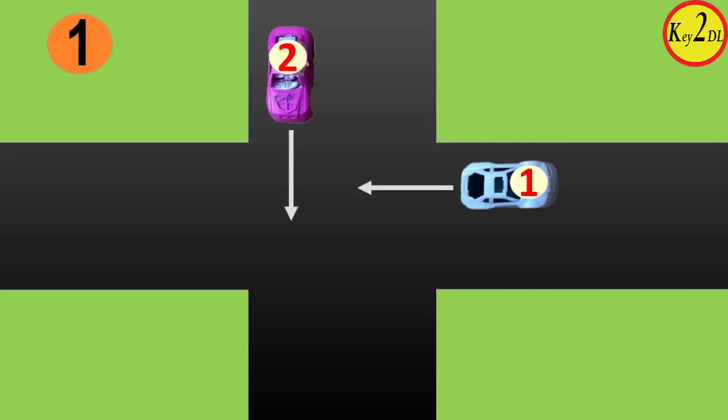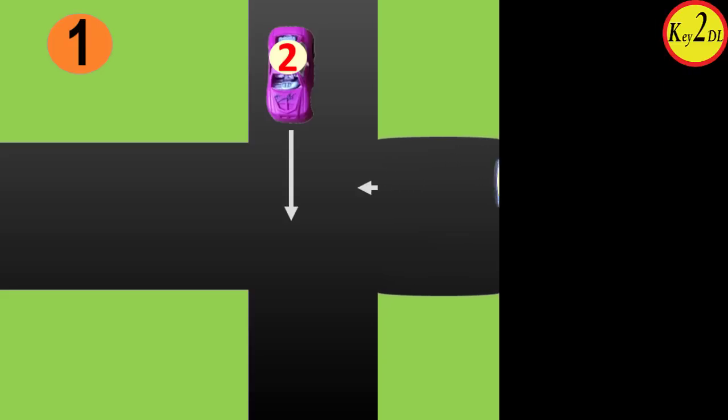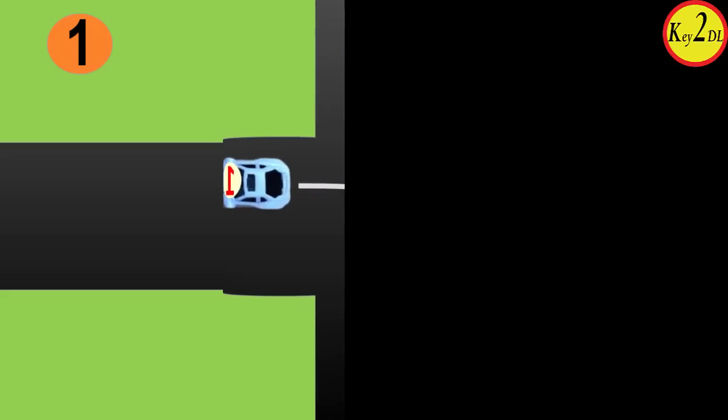So remember, the right hand rule applies in this situation, and the right side car goes first and then the other car. This is the rule for the right rule. So do not misunderstand this. Okay, let's move on to the second scenario.